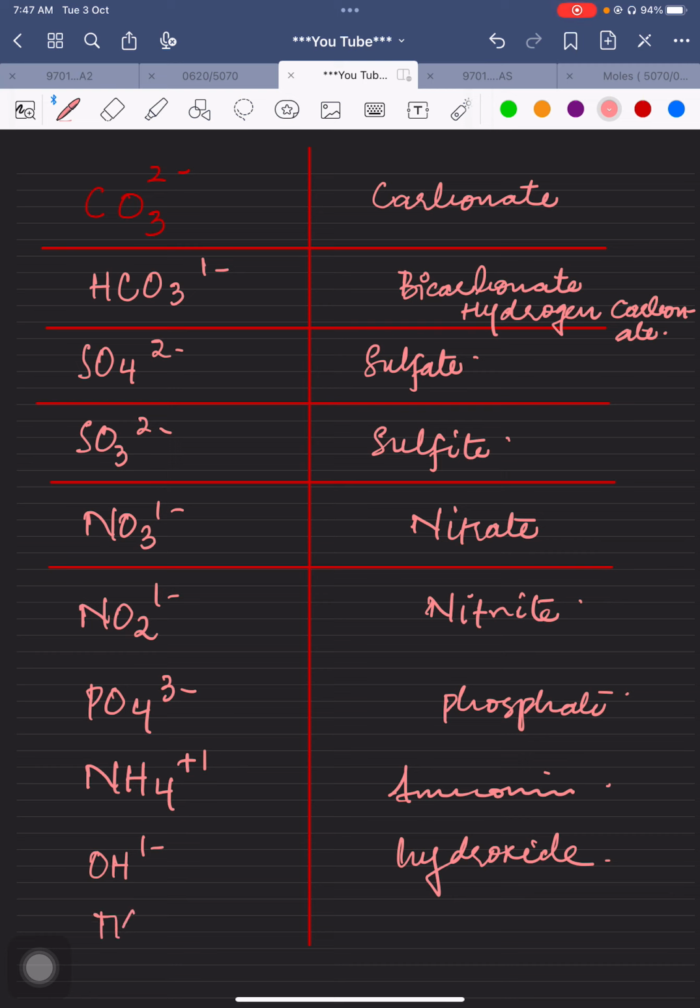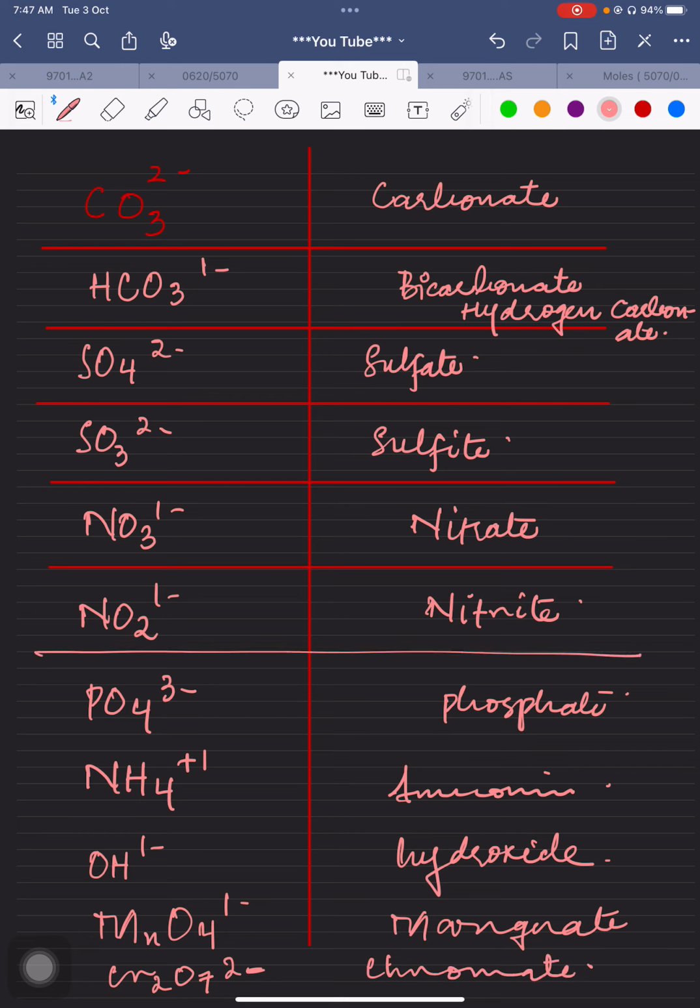Then it is MnO4 1 minus, which is called manganate. And the Cr2O7 2 minus, okay? So it is called chromate.